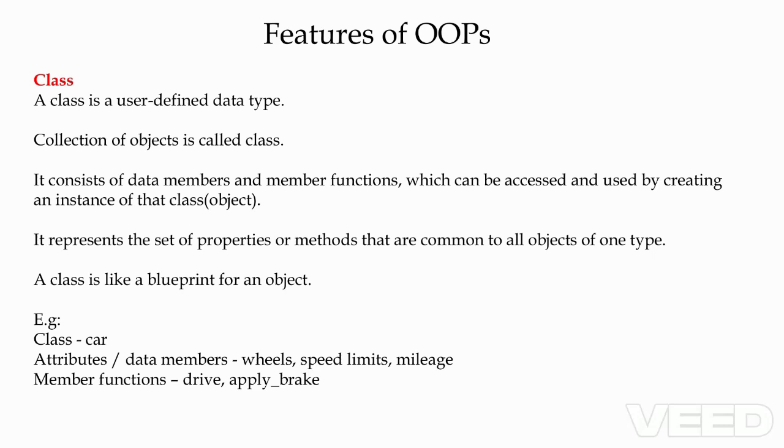The real-time example of a class is a car. The car is an example of a class. The main characteristics are wheels, seats, etc. And the behavior is mobility.